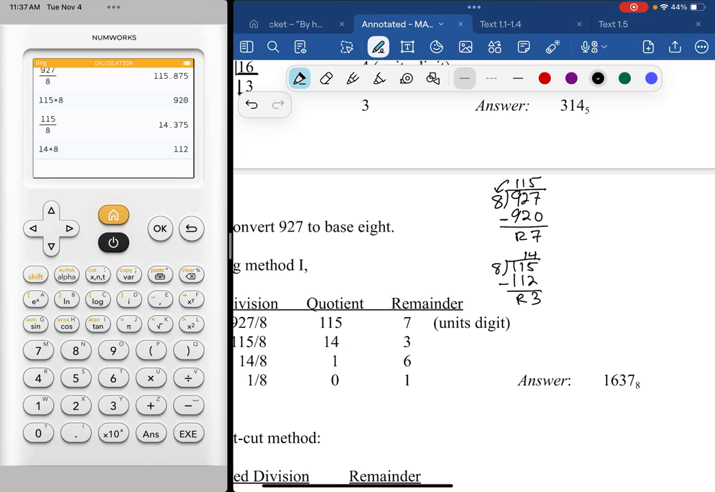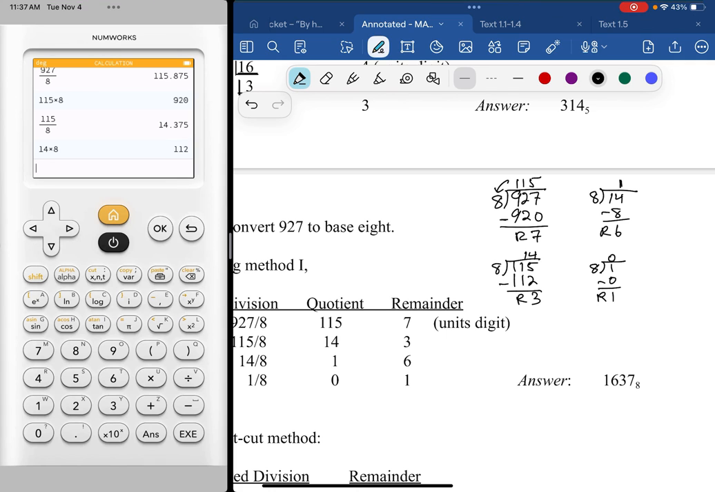All right. So 8 going into 14. That's only going to happen once. Right. 1 times 8 is 8. This part you probably do by hand. That gets you a 6. And then I take the 1 and divide it by 8. 8 doesn't go into 1 as a whole number. So I will have a remainder of 1.